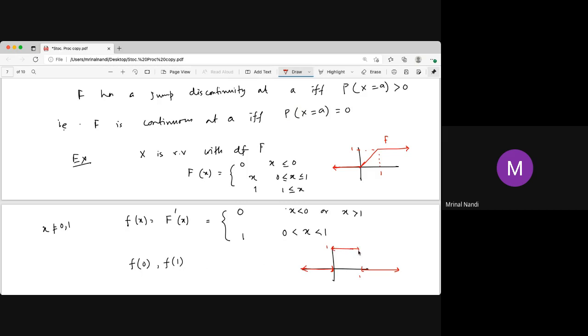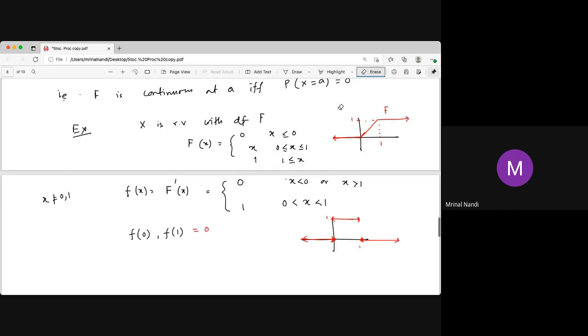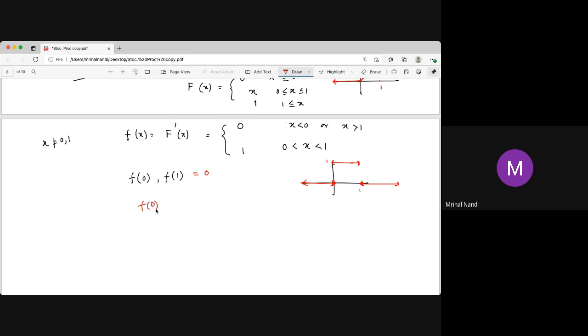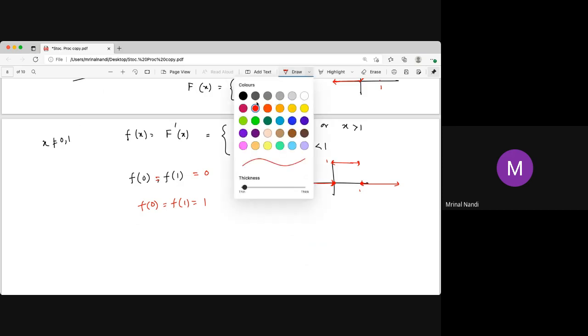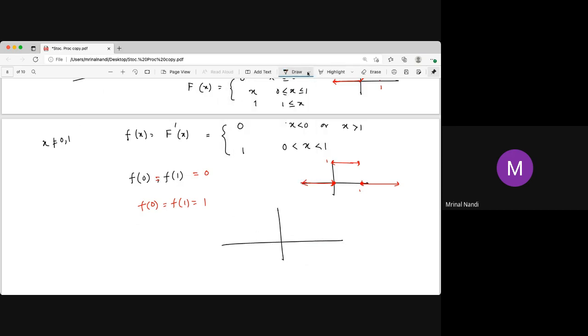But at the points 0 and 1, you can define anything. You can leave it open there, or you can add these two points above. You can put them as 0, or if you introduce f(0) and f(1) as 1, then the graph will be slightly different. Here it is open, here it is open, and here it is closed. So basically these two are different density functions, but they still give the same random variable because it is the same distribution function.